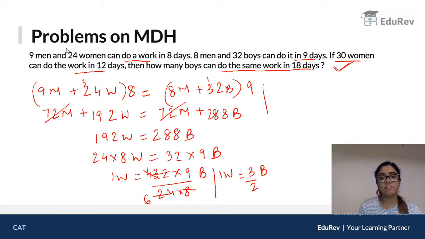Now they've given us a very, very important relation. If 30 women can do the work in 12 days, 30 women take 12 days. So how many boys can do the work in 18 days? Okay? Look, 30 women take 12 days.